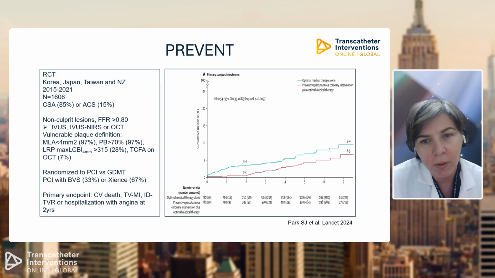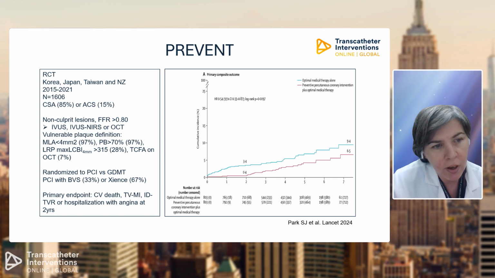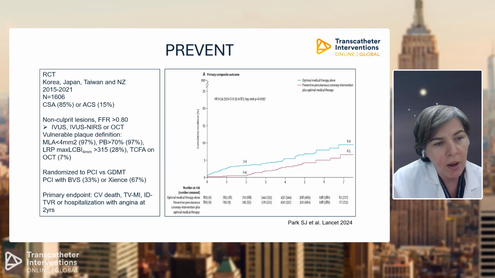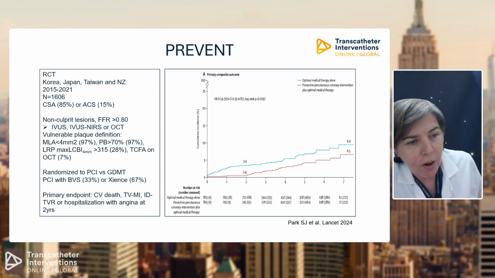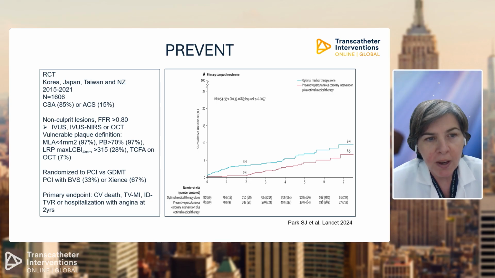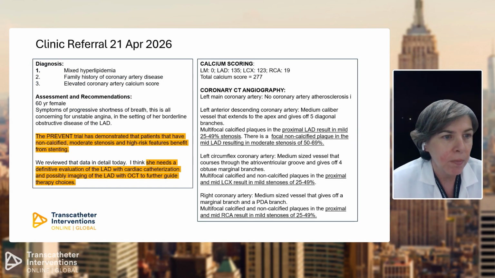The intention in this trial was for these patients to be treated with BVS, with Absorb. After a third of the patients were randomized, Absorb was removed from the market because of the excess event rates associated with the device, and the rest of the patients got Xience. And this primary endpoint of cardiovascular death, target vessel MI, ischemia-driven TVR, and hospitalization with angina. And as we saw earlier on, there was an apparent benefit of preventive PCI, but as we discussed, with a high number needed to treat to accrue that benefit.